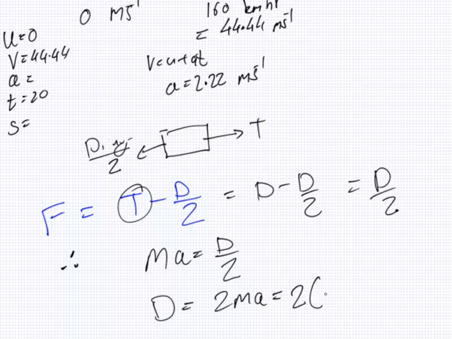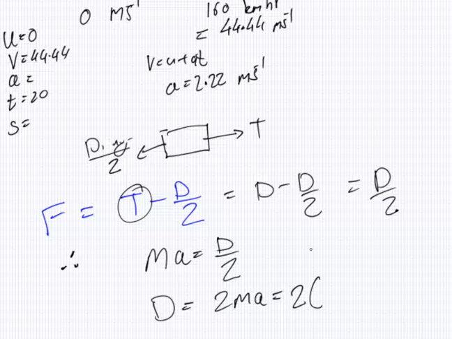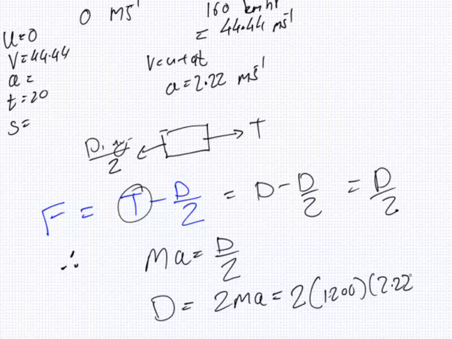Oh no, not this formula. I should use V equals U plus AT. Okay, it's not that big. 2.22. Yes, a ballpark. Very good for you.